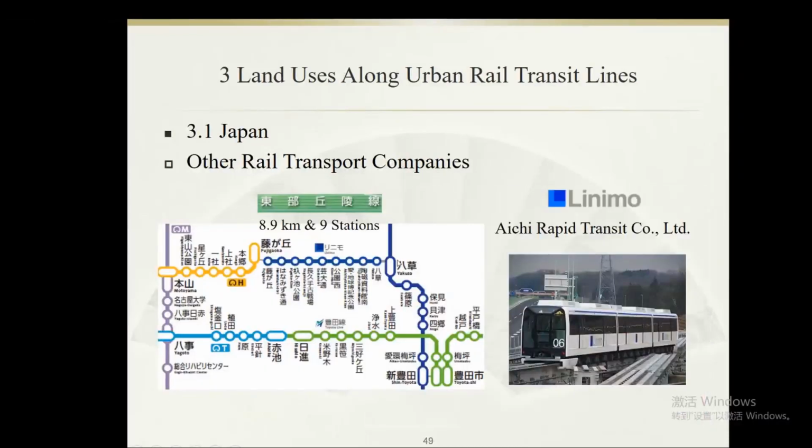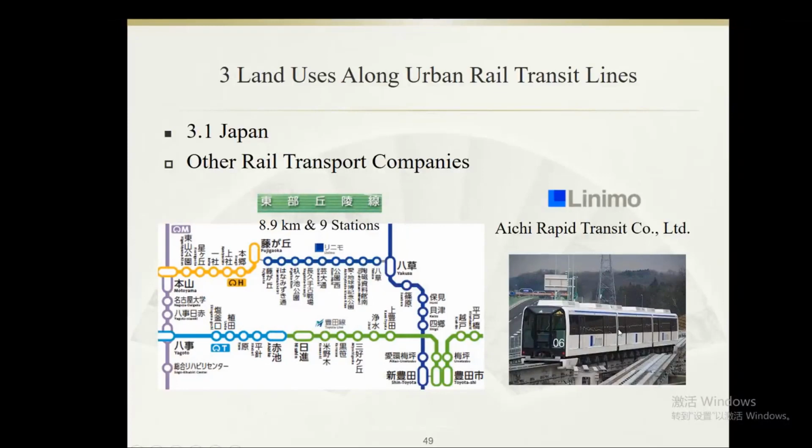And this one, very special. Aichi Rapid Transit Company has this train, Linimo, from here to here, for the Expo 2005, which I explained in my previous PPT file. Okay, can you find the wheels for this train? Can you find the wheels? No wheels. Yes, like the Maglev. But it's low speed, about 100 kilometers per hour, for the Expo 2005.